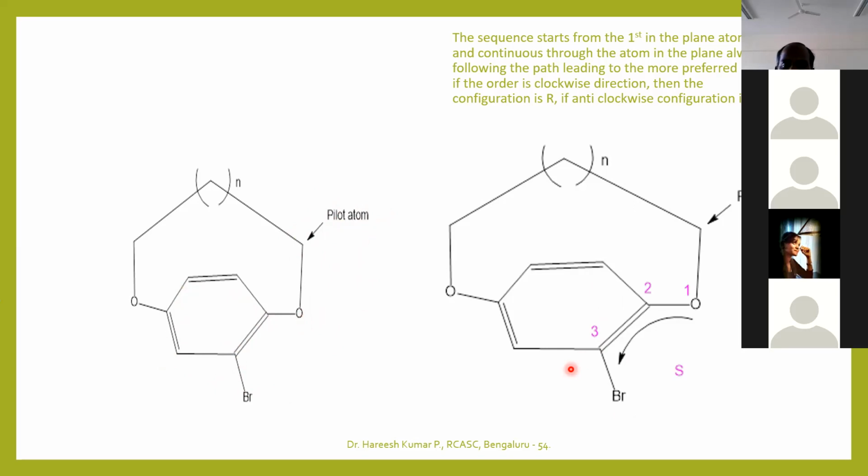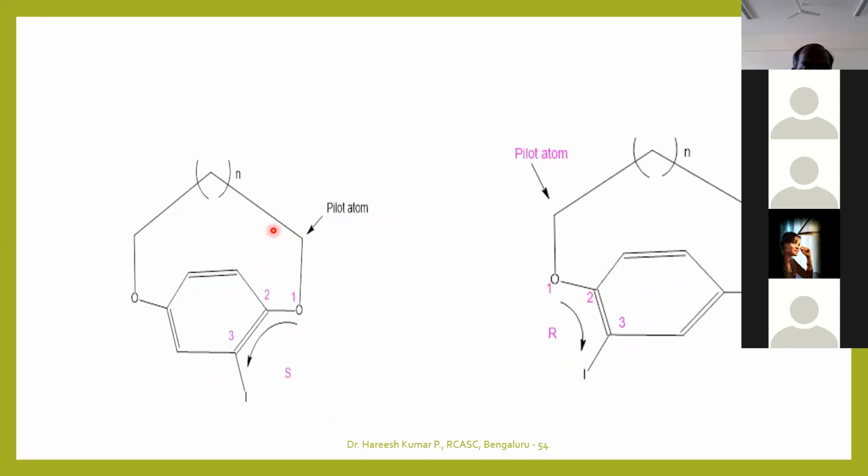Let us take one more example of Ansa compounds. Here you can observe this is the substituent, so that is the reason this carbon is the pilot carbon. Once you have selected the pilot atom, then number 1, 2, 3, 4. So again, how is it going? It is going like this. That means it's an anti-clockwise direction. If it is an anti-clockwise direction, this moiety exhibits S configuration.